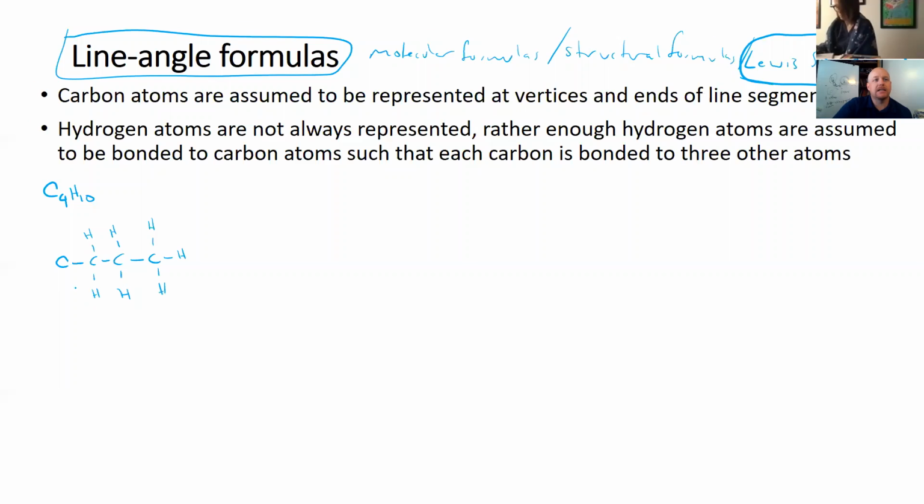But you can see this is kind of tedious to do, right? Having to draw in all 10 hydrogens, and this gets worse when you have more and more atoms. And this is important for you, especially those of you who only need to take Chem 101. We want to learn a new way of drawing these structures that's a little bit faster, a little bit easier. It's something you'll see all over the place when you see any chemical structure. It's a line angle formula. A line angle formula represents the carbon atoms at vertices and ends of line segments. So we're not actually going to write each carbon atom symbol.